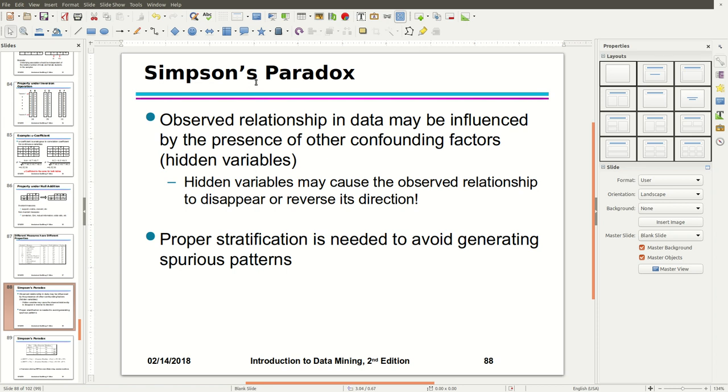So we have also Simpson's paradox. Observed relationships in data may be influenced by the presence of other confounding factors, which are hidden variables, and that can actually change the outcome. Hidden variables may cause the observed relationship to disappear or reverse its direction. I will give an example in the next slide. So proper stratification is needed to avoid generating spurious patterns. So proper leveling or splitting is needed, adding new layers to account for those, to avoid generating false patterns.